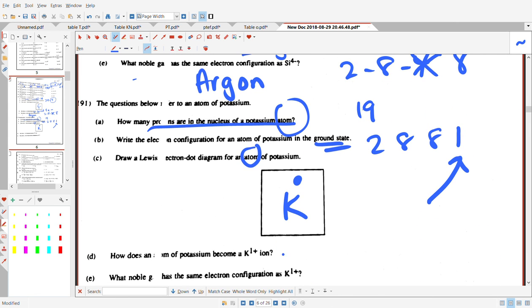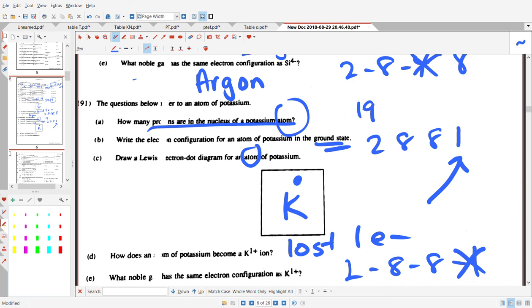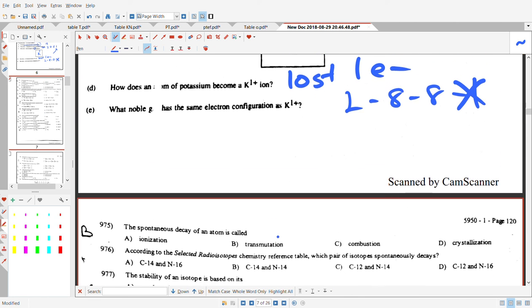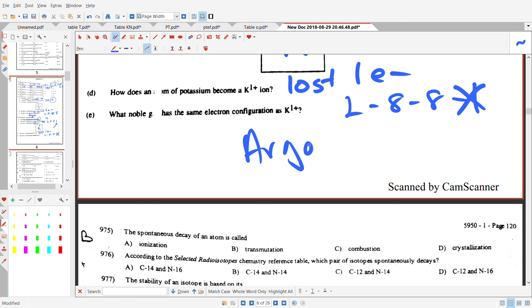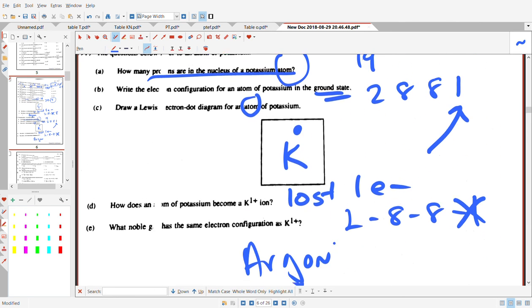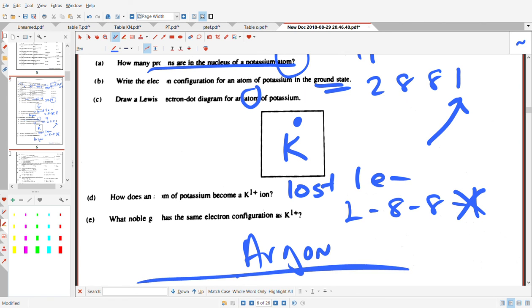Now, what happens when it becomes +1? It means it lost 1 electron, so the new electron config is going to be 2-8-8, and we saw up here 2-8-8 was argon, so I'm just going to repeat the argon.